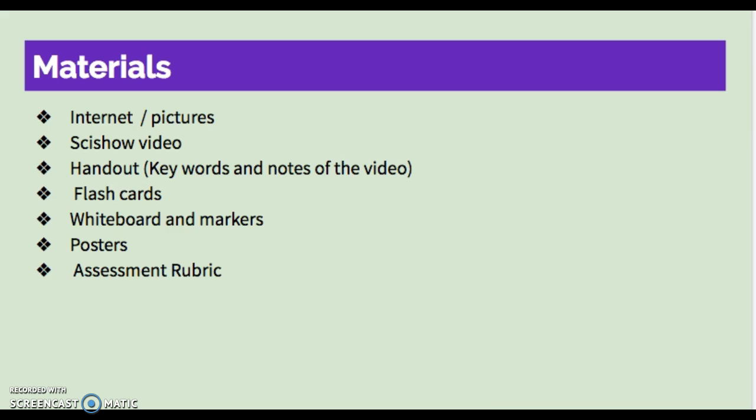Next, I will explain the materials I'm going to use for my lesson. I will use internet and pictures to help my students to do the discussion. I will show them a scientific video. I will provide them with a handout, including the keywords and notes of the video.